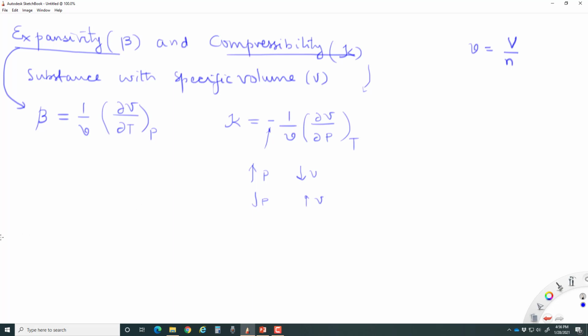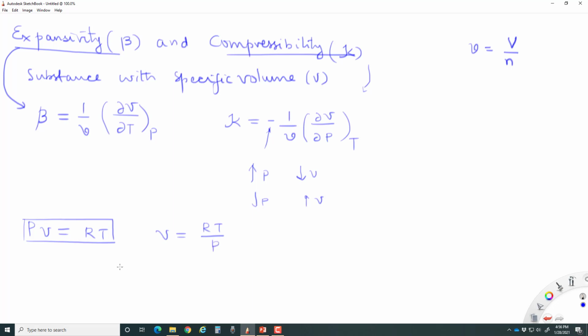Now let's look at these response functions for an ideal gas, which is represented by this equation. This equation is the equation of state for an ideal gas, or we can also write this as V is equal to RT over P.